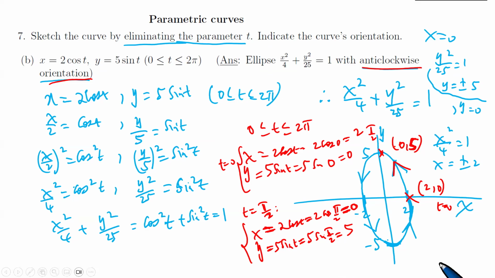Okay, so let's look at the next question. So this traverses what we call an ellipse. Right, it is an ellipse. So we're going to discuss some of the basic shapes that you can get. Right, a parabola we've got.